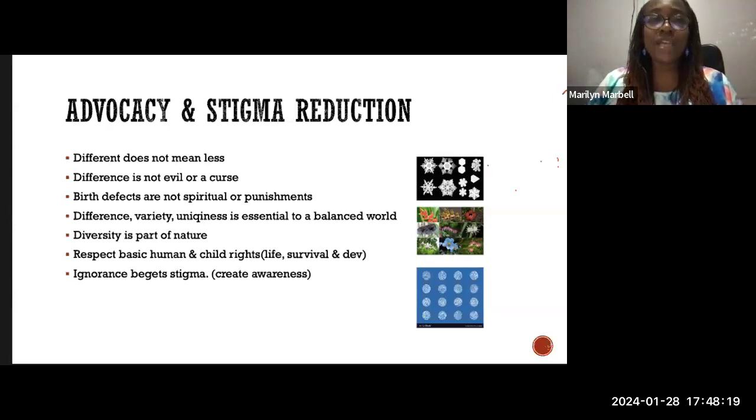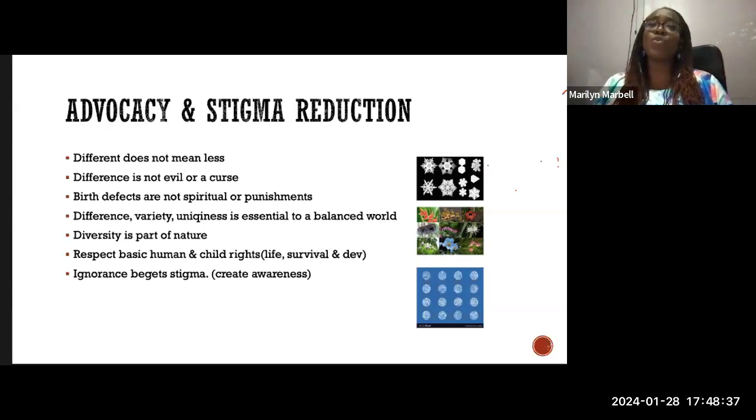Variety, difference, and uniqueness is essential to a balanced world, and diversity is part of nature. So we need to respect basic human and child rights for survival, for life and development. But this last one, ignorance begets stigma.